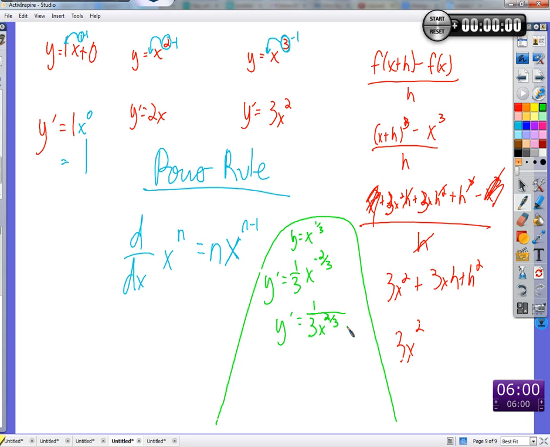We plug in the point 0. 1 over 3 times, well, what's 0 to the 2/3? 0. 0 is 3 times 0. 0. 1 over 0? Undefined. So if we were to go back to that AP question, it would say, is it differentiable at 0? No, it's not differentiable at 0.